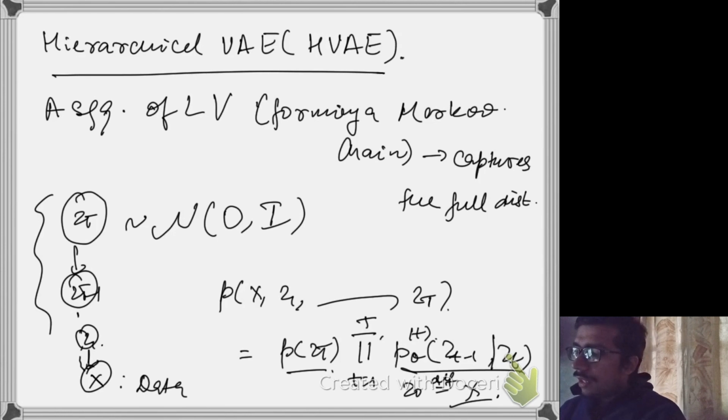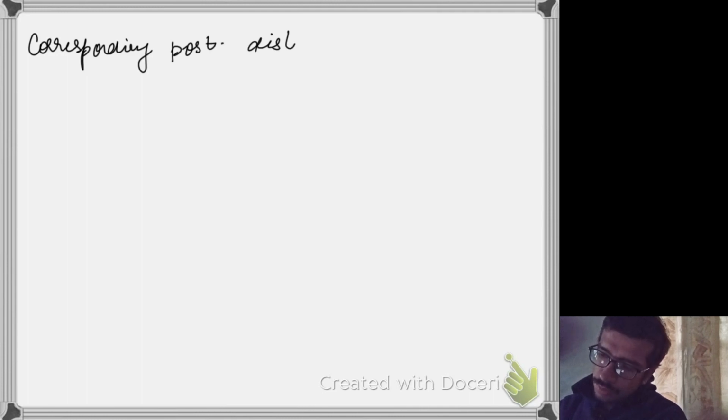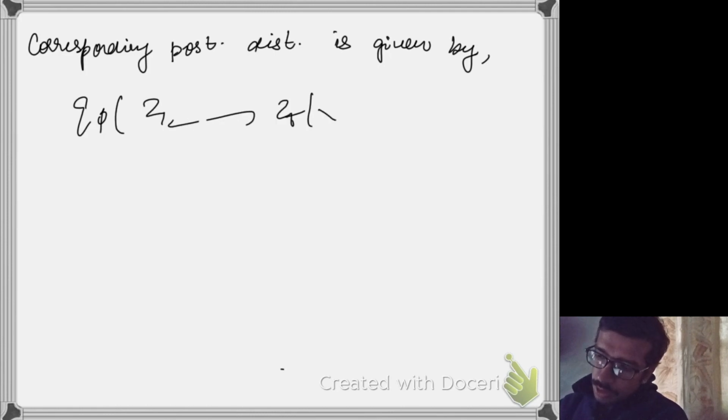Now the hierarchical VAE is a model wherein we have a Markov chain of our latent variables. Corresponding to this, we can define a posterior distribution which is given by q_phi(z_1 up to z_T given x).